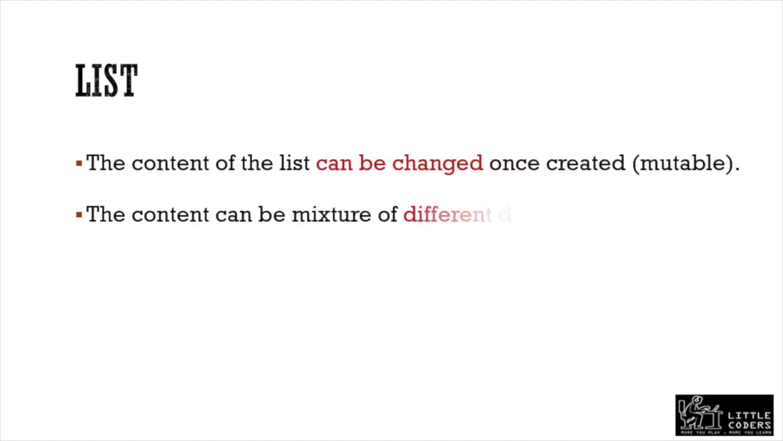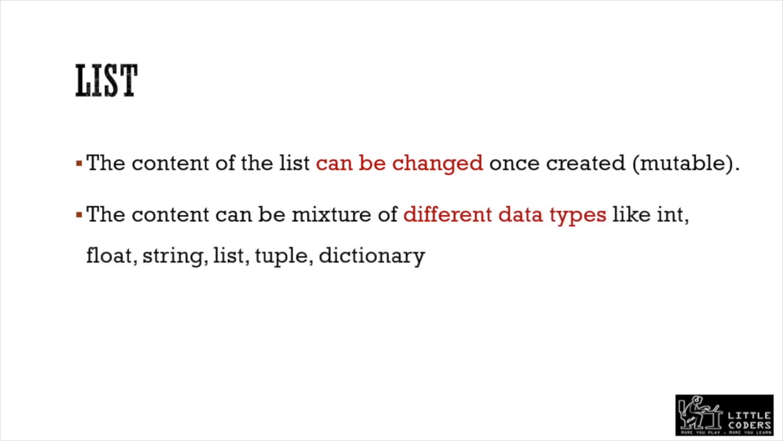Now, one important thing is that the content of a list can be changed once created. Suppose I have given 10 as the first value, the second value is 100, the third value is 1000, the fourth value is 10,000. Now, for the first number, instead of 10, suppose I have mistakenly given it as 1. If I want to change the value, that can be changed. Alright? It is possible to change the contents of a list.